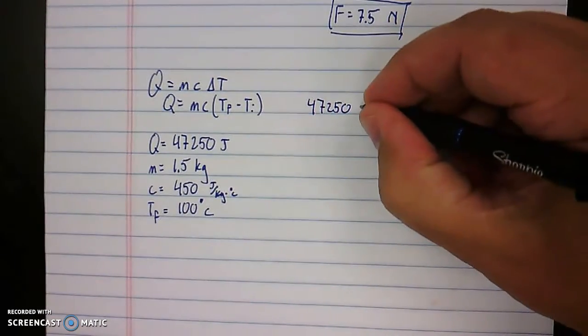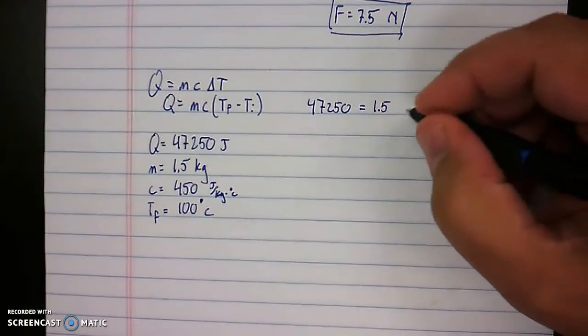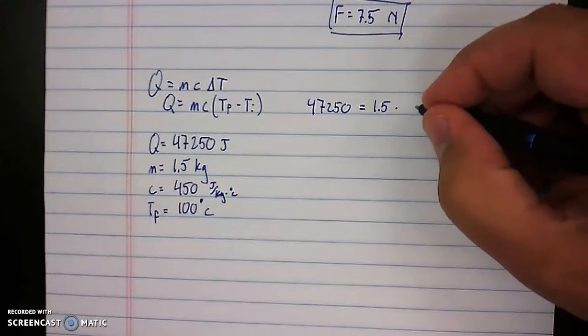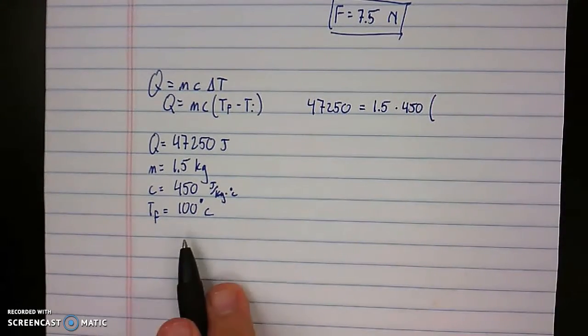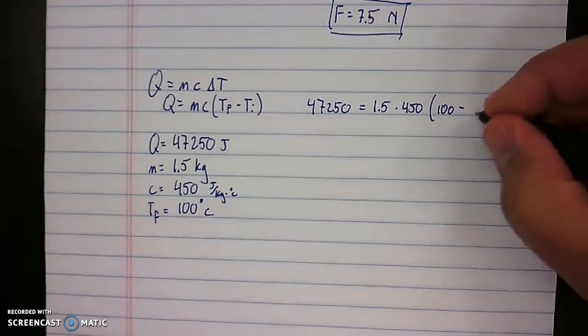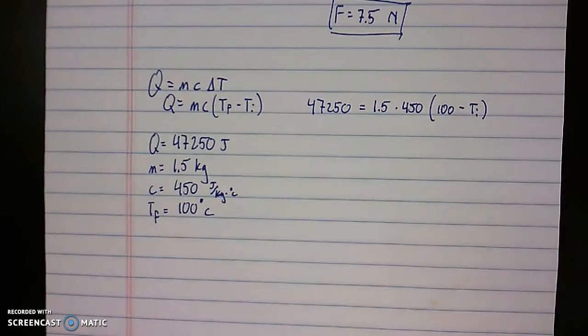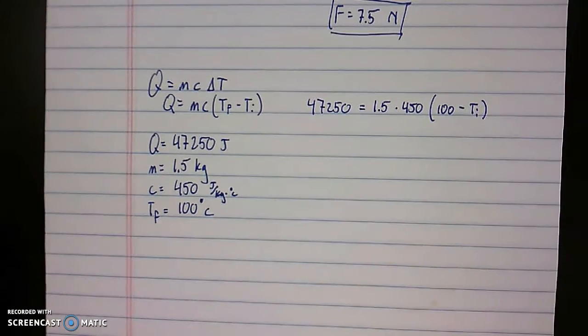47250 is going to be equal to the mass, which is 1.5, times the specific heat, which is 450, times T final, which is 100, minus the initial temperature, which is our unknown value, Ti. So one equation, one unknown, and we're going to have to distribute throughout the parentheses. That's the idea of this sample problem. So before we start the distribution, we have to do some multiplication. We're going to clean up this part of it first, then distribute throughout the parentheses.